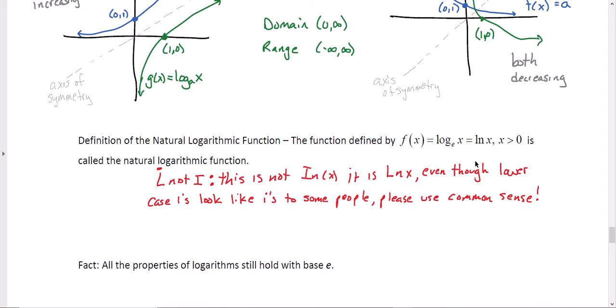The natural log is one of the keys on your calculator, whichever type of calculator you're using. The other log button on your calculator is log base 10. Those are the only two that will show up on calculators, though not every calculator has both. All the properties that we saw with logarithms before still hold with a base of e.